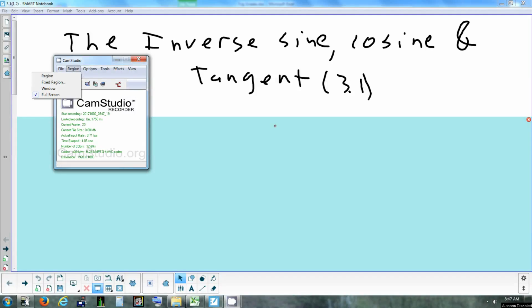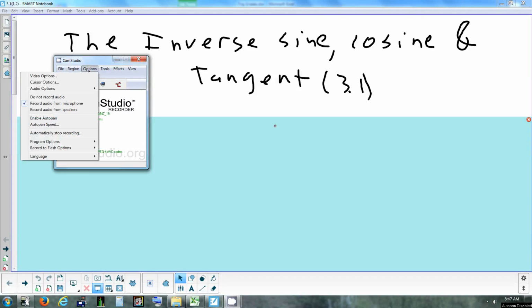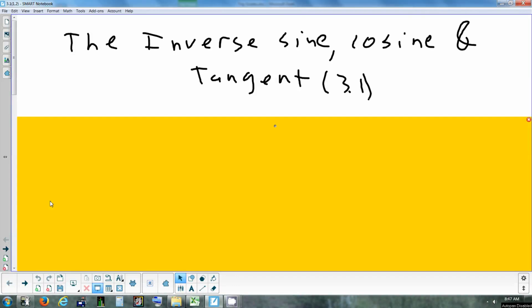Right, so this week we're going to be taking a look at section 3.1, which is on what we call inverse trig. We'll spend a couple of days looking at 3.1, and then we'll also look at section 4.1.